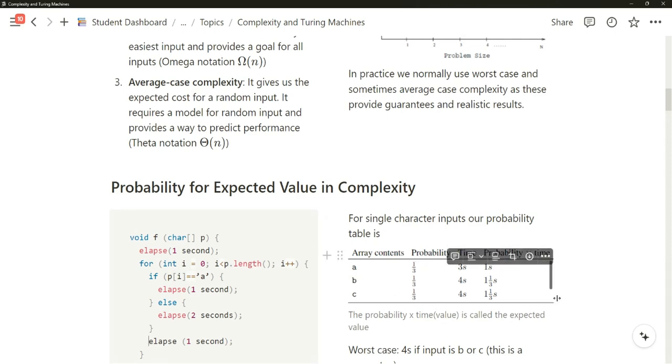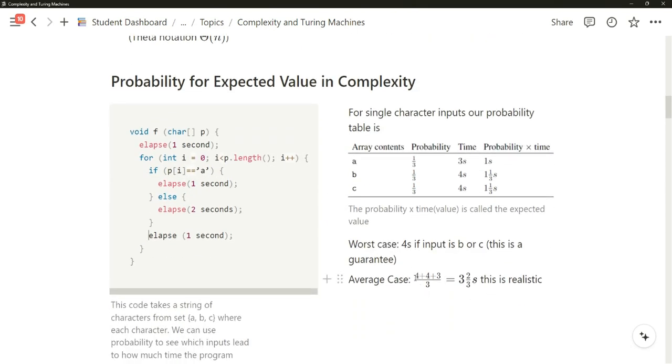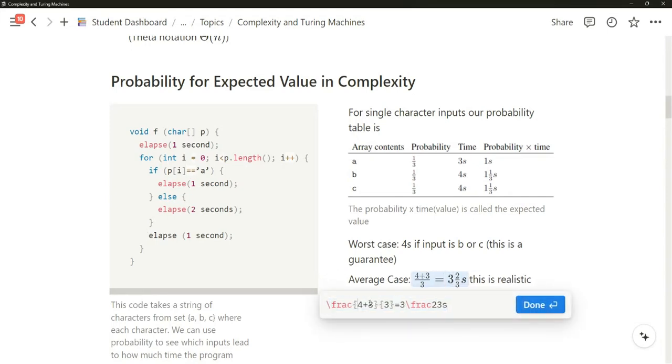Once we multiply the probability by the time, we can see that the probability of it running in 4 seconds is 2/3, because B and C both cause it to run in 4 seconds, whereas only A causes it to run in 3 seconds. So the probability of it running in 3 seconds is 1/3. The probability of it running in 4 seconds is 2/3. Therefore, when we add these up together, this can be rewritten, probably better as 2 multiplied by 4, kind of. That would show it.